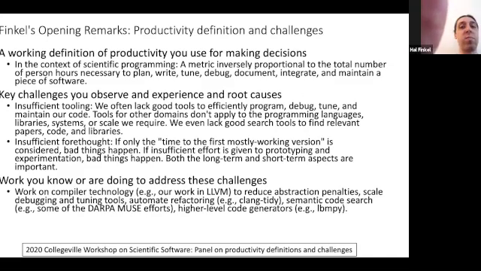Okay, great. So, hi, I'm Hal Finkel. I lead our compiler technology and programming languages team at Argonne National Laboratory's Leadership Computing Facility, and I'm going to talk to you just for a few minutes about the way that we try to view productivity.